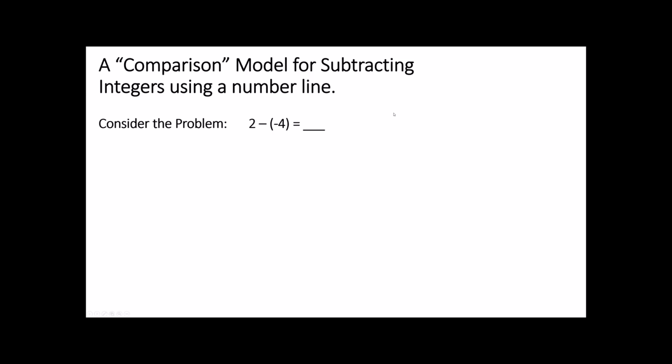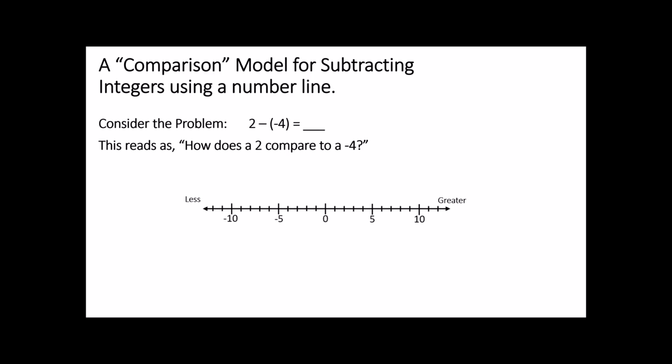Tell you what, here's another one. Try this one on your own. How does a 2 compare to a negative 4? I'm going to assume you've already worked this out on your own. 2 is here. Negative 4 is here. That's a difference of 6 spaces.